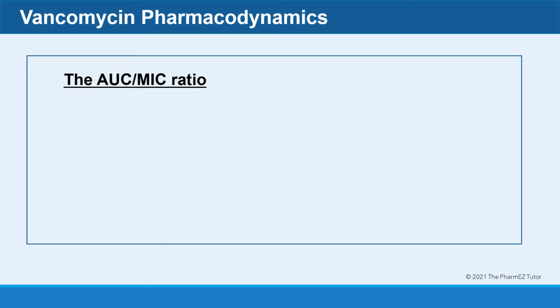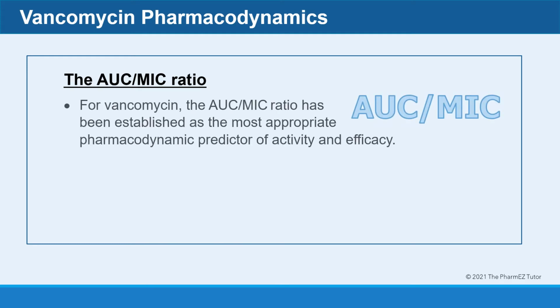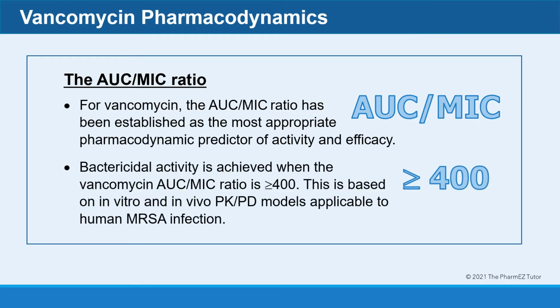Let's talk about the AUC-MIC ratio. For vancomycin, the AUC-MIC ratio has been established as the most appropriate pharmacodynamic predictor of activity and efficacy. Bactericidal activity is achieved when the vancomycin AUC over MIC ratio is greater than or equal to 400. This is based on in vitro and in vivo pharmacokinetic pharmacodynamic models applicable to human MRSA infection.